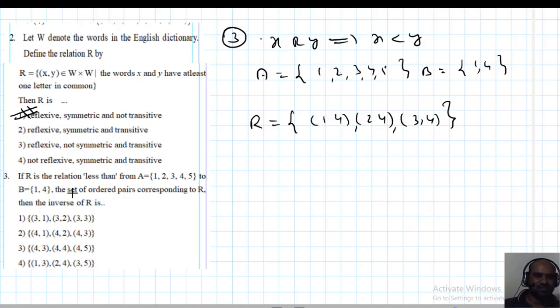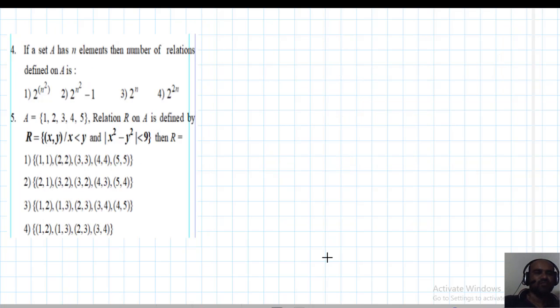So what do you want now? R inverse. For R inverse, just interchange the x components and y components: 4, 1, 4, 2 and 4, 3. So this is R inverse. Check where that is in the options. Okay, the second option is correct. Okay, students, next problem.